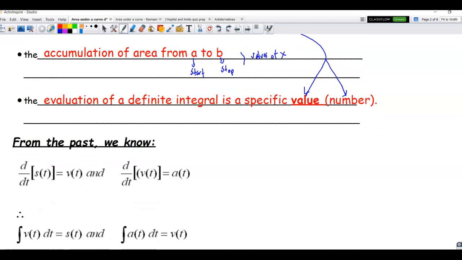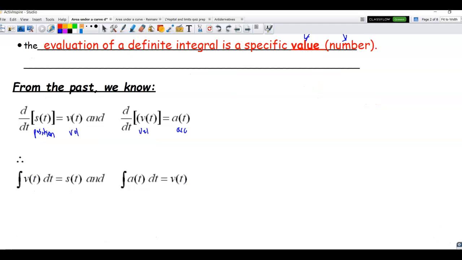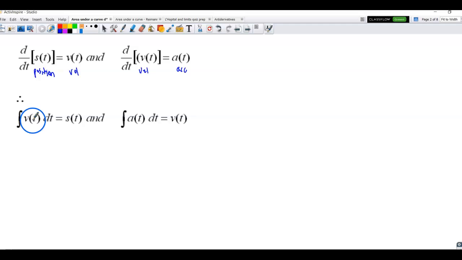Some things we know from our past. We learned early on in this course that the derivative of position, so s of t, recall, is the position function, is velocity. And the derivative of velocity is acceleration. These are things that we've done in our past. But now we're going to reverse the process and think to ourselves, okay, if we go backwards, if we find the antiderivative or undo or anti-differentiate velocity, that's going to take us back to the position function. And if we anti-differentiate or undo acceleration, it's going to take us back to the velocity function.